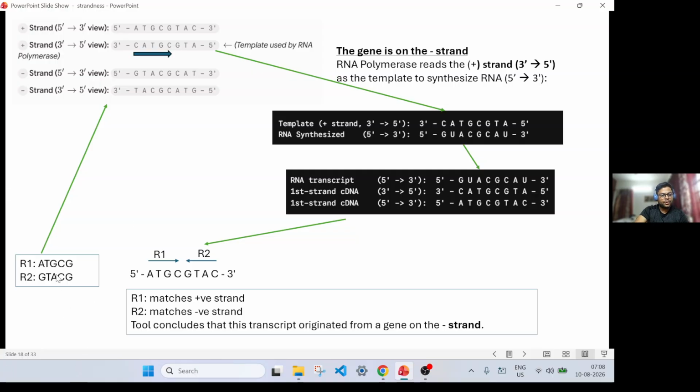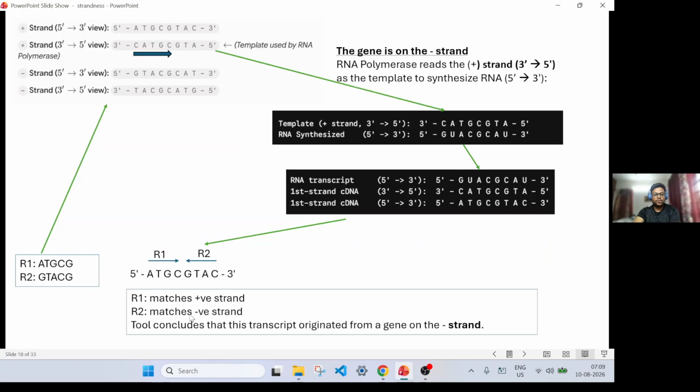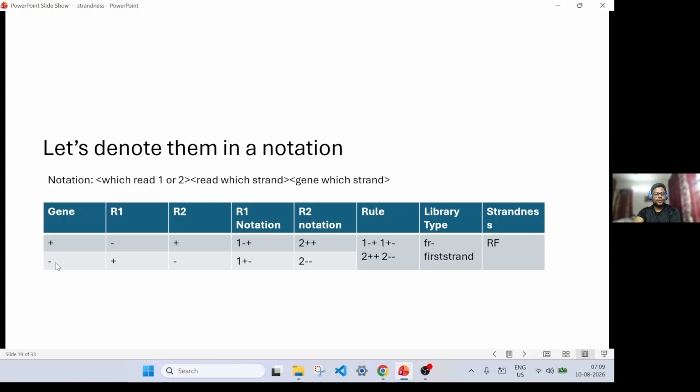So now the rule is R1 is matching with the plus strand and R2 is matching with the negative strand, and our gene was on the negative strand. So the first read was on the positive strand while the gene was on the negative strand, and for the second read, the gene was on the negative and R2 matched with the negative strand. So the final combined rule is minus plus, plus minus. That means when read 1 matches minus, you get a plus gene, and plus and minus, the opposite. But for the second read, it will be plus plus and minus minus, meaning the second read will always match with the gene, positive or negative.